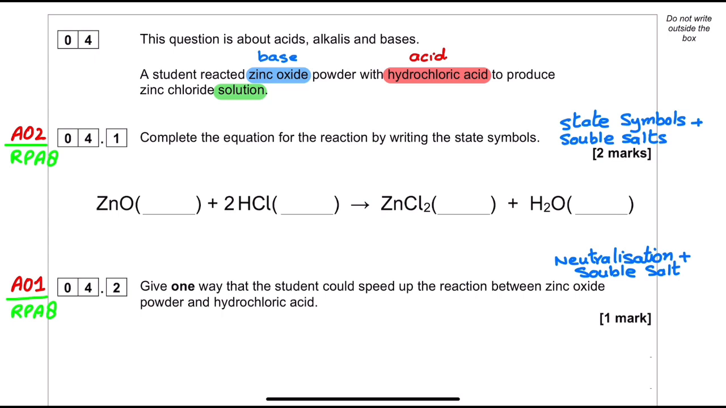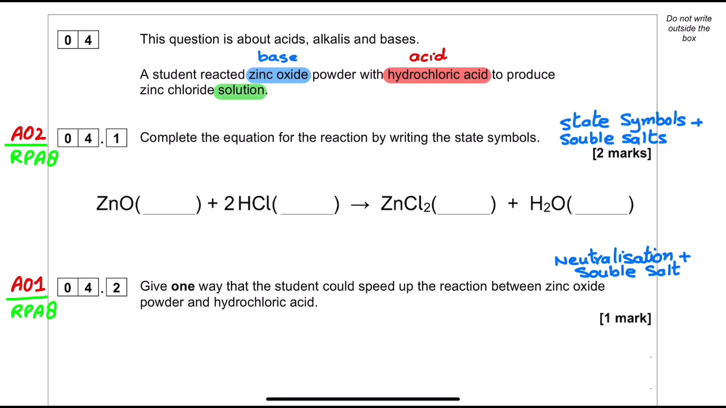If you look back at our question, zinc oxide is a base, it is not an alkali, so it is unable to dissolve in water. HCl, when dissolved in water, becomes hydrochloric acid. It means that it is soluble in water, and we will get the solution of zinc chloride. So zinc chloride is also soluble in water. So we need to write the state symbols.